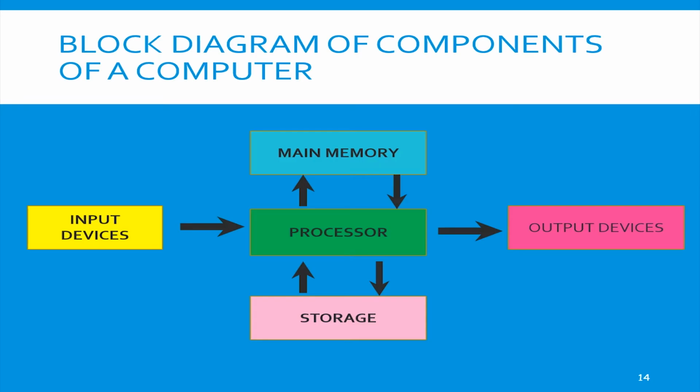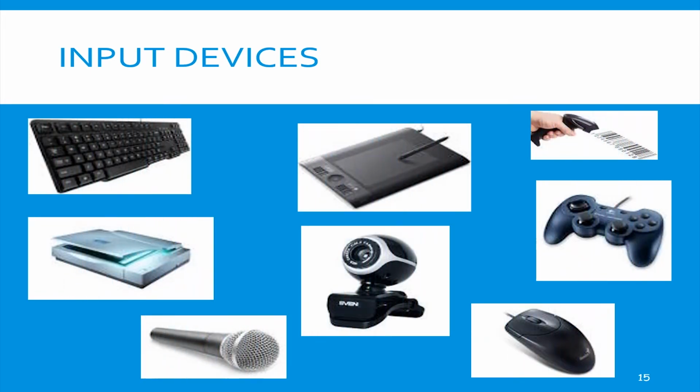Computers have the following primary tools. Number 1, input devices. These are hardware equipment used to provide data and control signals to an information processing system, such as a computer. Examples of input devices are keyboard, mouse, scanner, etc.